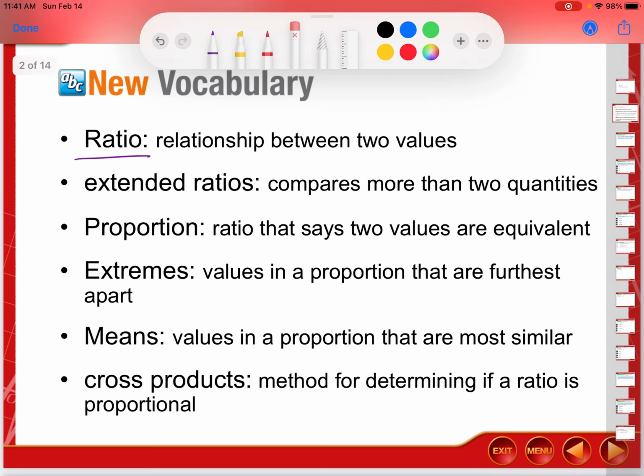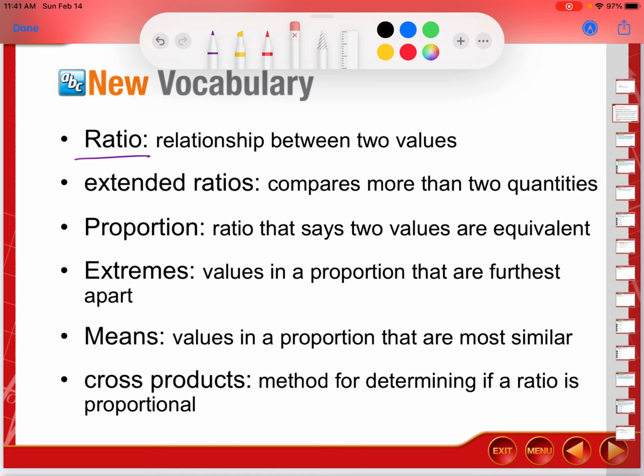Extended ratios are when you're comparing more than two quantities. These aren't very common. I wouldn't worry too much about them. A proportion is a ratio that says two values are equivalent. Like that example I just said: if I spend $100 this month on food, then over 12 months I'm probably going to spend $1,200 on food. So proportion is really anytime you have that equals component in there, making it an equation.